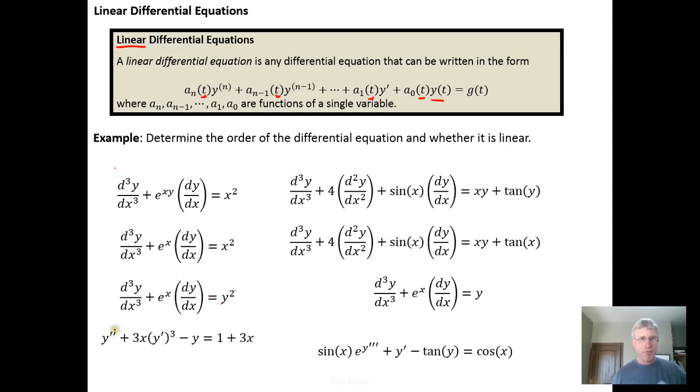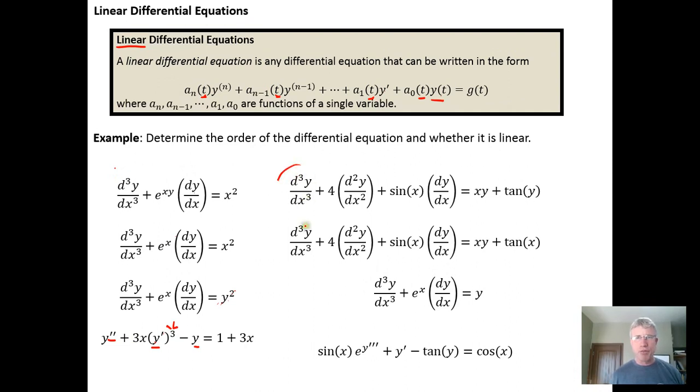So here I have a second order. The second derivative is the highest order derivative of y that I see. So it's second order. It's ordinary because there's no partial derivative showing up, but it's nonlinear because the first derivative of y is being cubed. So we have a second order ordinary nonlinear differential equation.